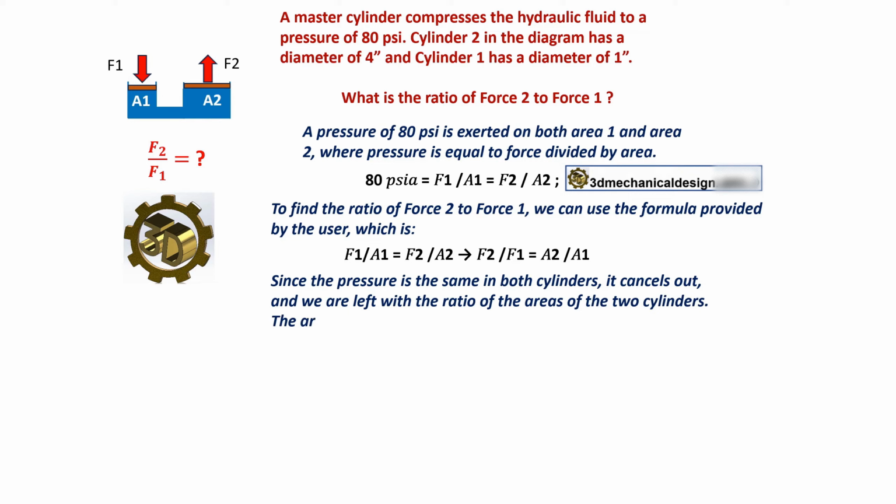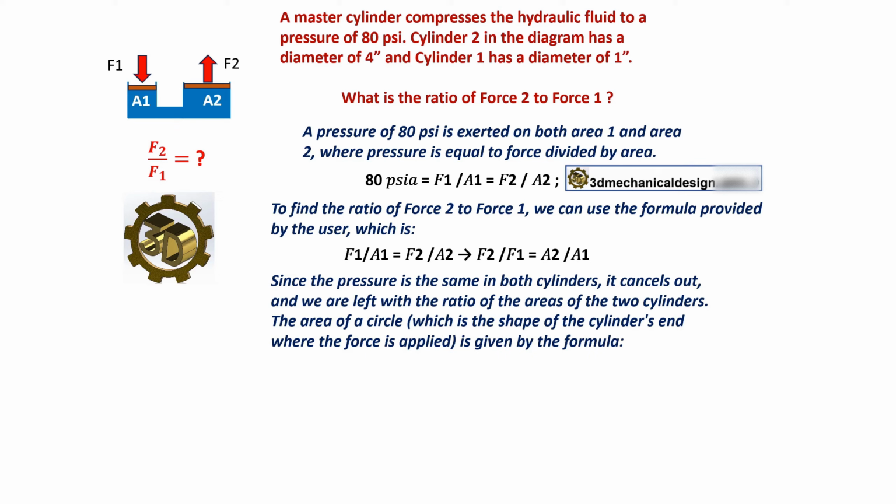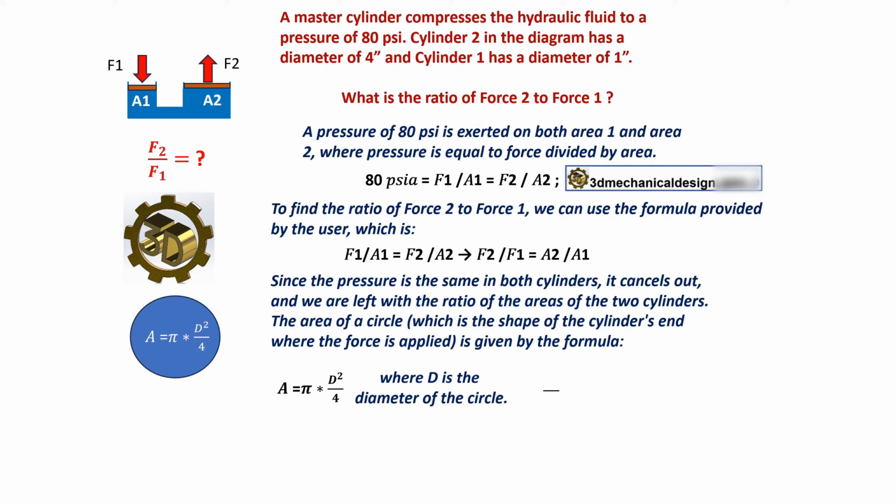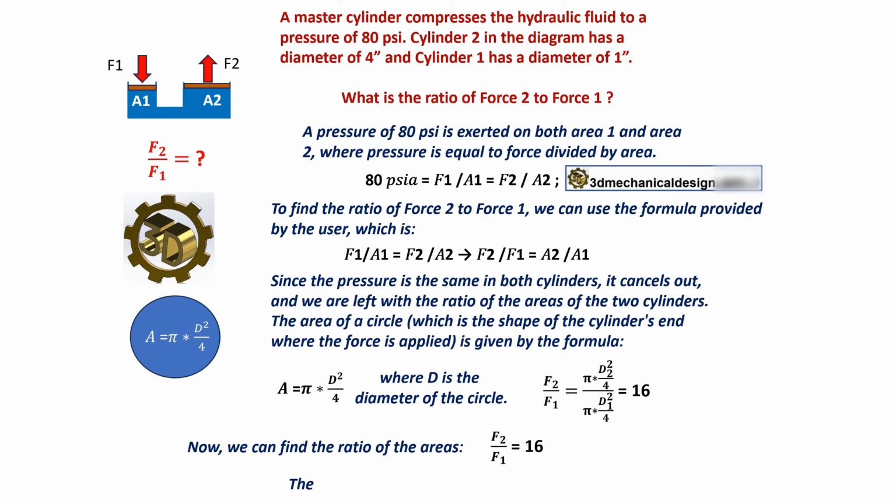The area of a circle, which is the shape of the cylinder's end where the force is applied, is given by the formula: area equals pi times d squared divided by 4, where d is the diameter of the cylinder. Now we can find the ratio of the areas. F2 divided by F1 equals 16. Therefore, the ratio of force 2 to force 1 is 16 to 1.